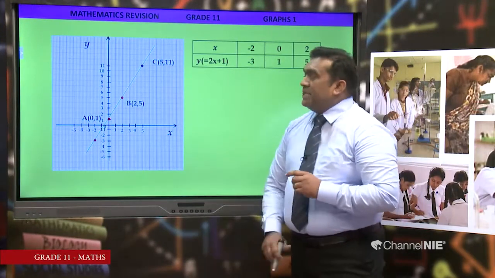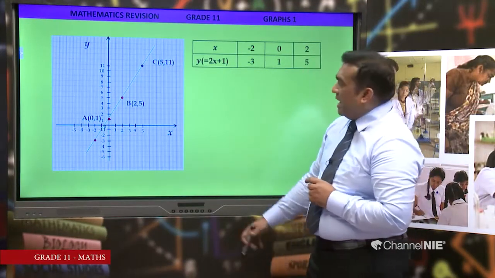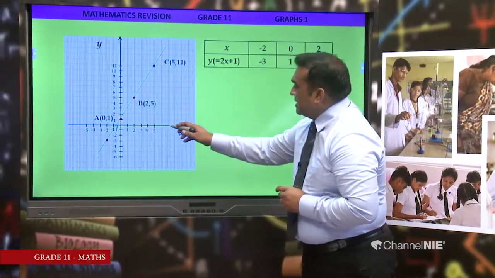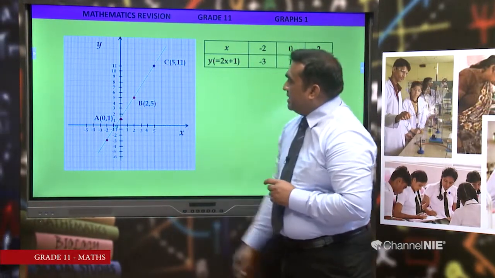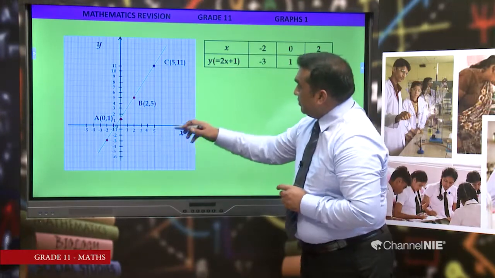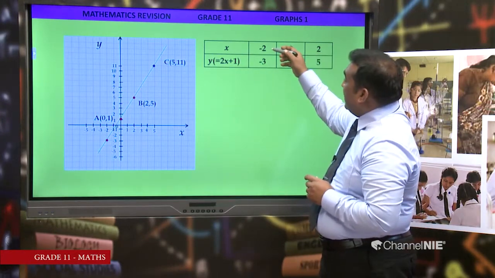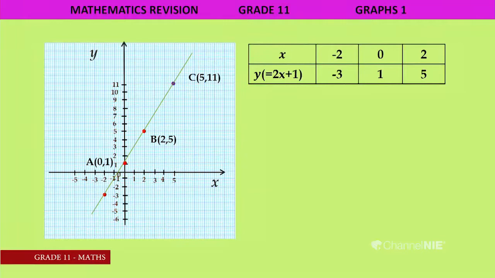This is your Cartesian plane, right? This is the x-axis, this is the y-axis. According to the given coordinates, the x coordinate is minus 2, the y coordinate is minus 3. Minus 2, minus 3. This is the point. Next one, 0, 1. Then 2, 5. Here 2 and 5.